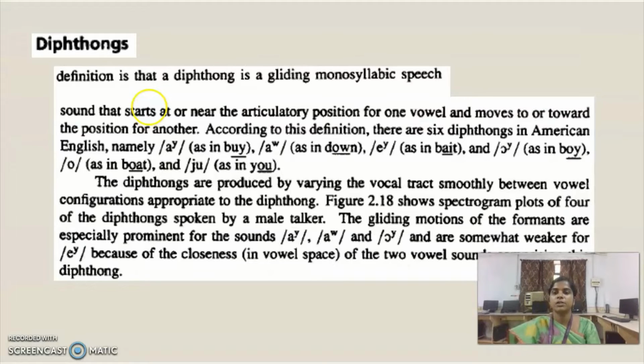And we have diphthongs, which are gliding vowels, gliding monosyllabic vowels. They start from one articulatory position for one vowel and they go to the position of another vowel. For example, in A, it starts from A to E. We have boy, from O to I. So this is how gliding vowels are pronounced and characterized as diphthongs.